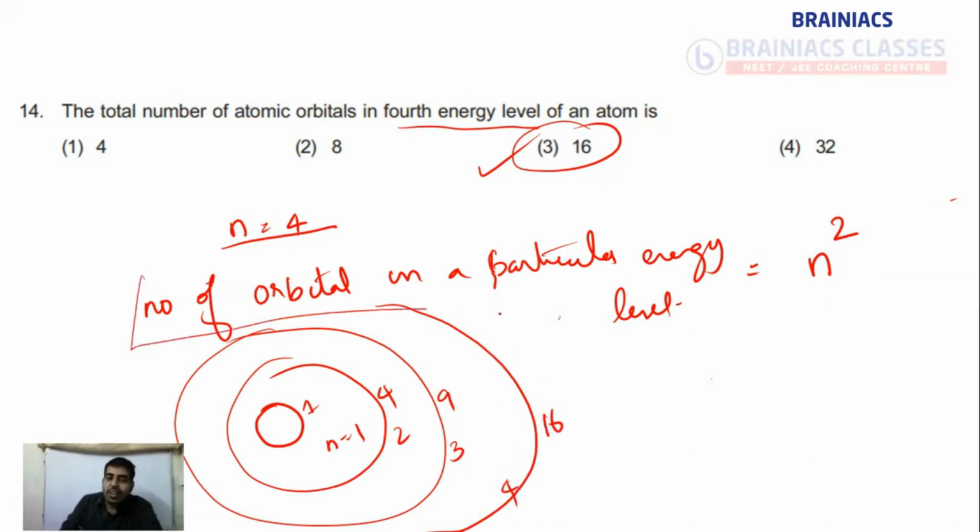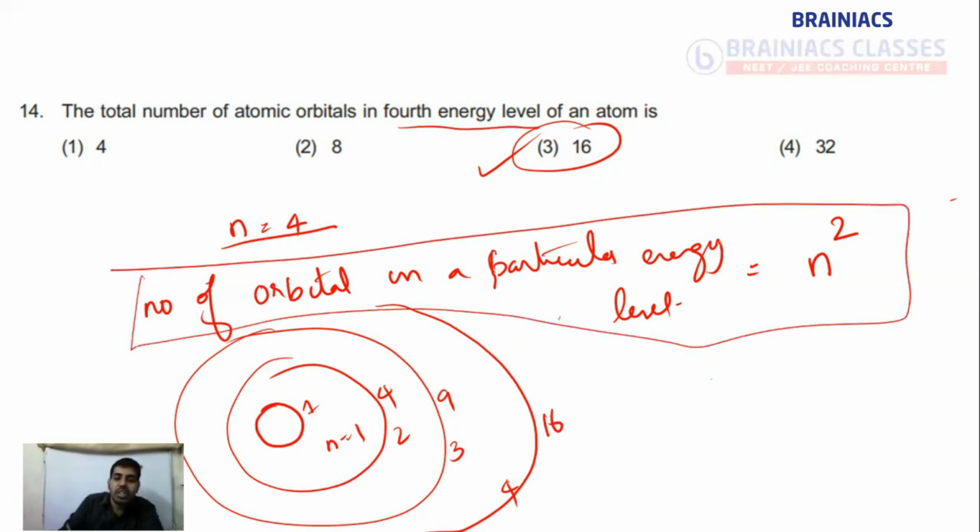So you can easily calculate the number of orbitals in a particular level using the equation n square. N means the energy level. So for the fourth energy level, fourth orbit, the number of orbitals, not orbits, is equal to n square. N is the energy level or orbit. So in the case of the fourth energy level, the number of orbitals is 4 square, that is 16. I think it's clear.